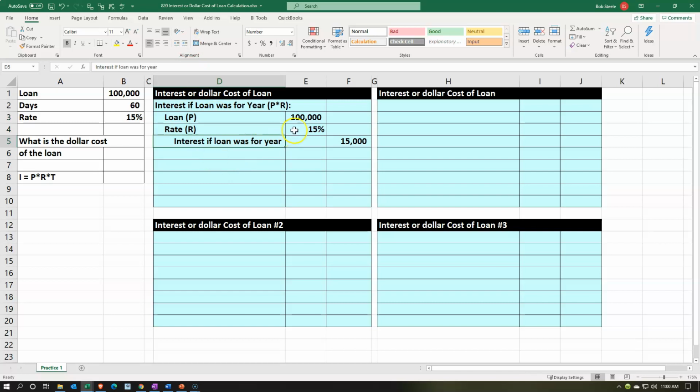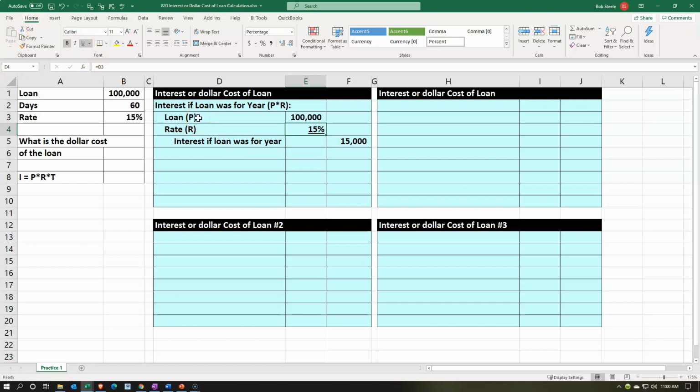So it's important to note that, because remember, whenever you see an interest rate, it basically means for a year. They didn't give us the interest rate for the time period, which is 2 months or 60 days. They gave you the yearly interest rate. So if the loan were out for an entire year at 15%, then the interest on the loan would be the $15,000 on it. So I'm going to go Home tab, font, and underline.